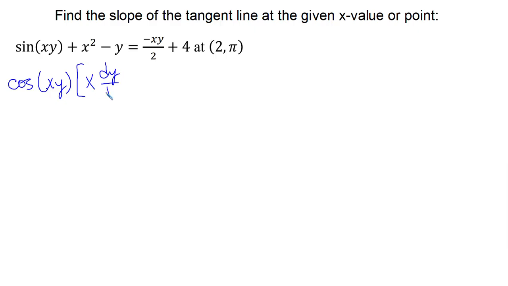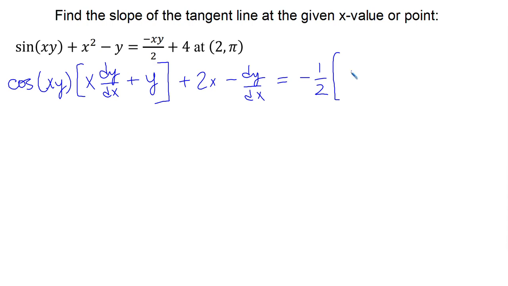It's x times the derivative of y with respect to x plus y times the derivative of x, which is just 1. Then we end up with plus 2x for our x squared and minus dy dx for our minus y. And then on the right-hand side, I think I'm going to just say that we have a negative 1/2 times xy, and I can put that constant out in front, and then multiply that by the derivative of xy, which we just did. It's x dy dx plus y. And then the plus 4 is going to cancel out and become 0.